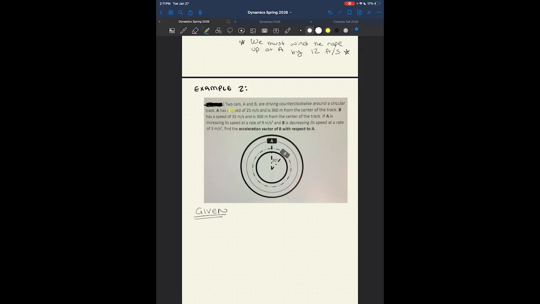So let's do our normal think, pair, share. I'll give you, sorry, I can make that bigger. I'll give you maybe 5 minutes to get started, and then we'll go from there.